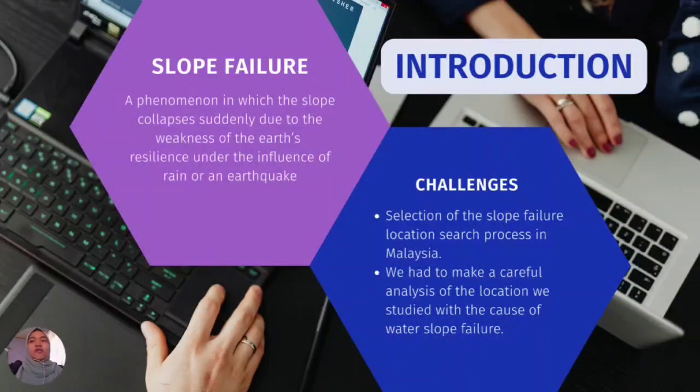The challenges we face in implementing this case study are, first, the selection of the slope failure location and the search process in Malaysia. This is because there are many factors in the occurrence of slope failure that occur in Malaysia. Yet we are required to find out the cause of slope failure caused by water, and how it becomes the cause of slope failure in the case study area later. And second, we had to make a careful analysis of the location we study with the cause of water slope failure.